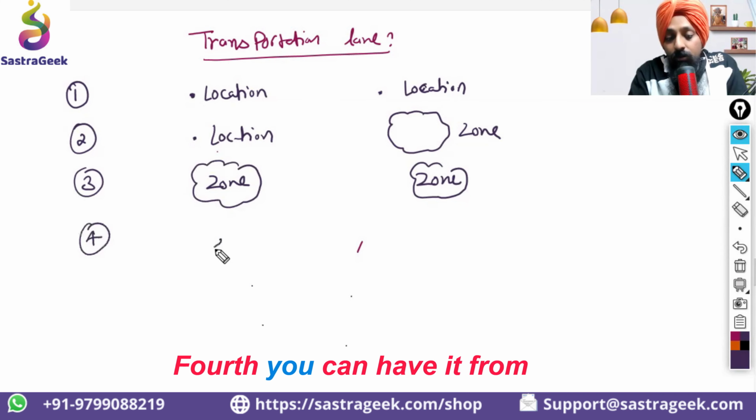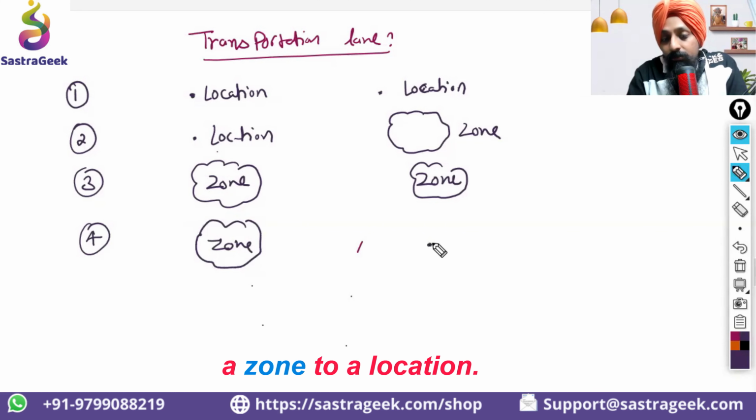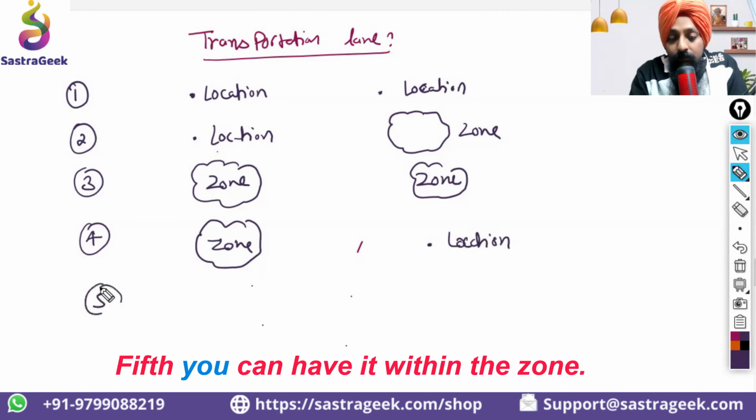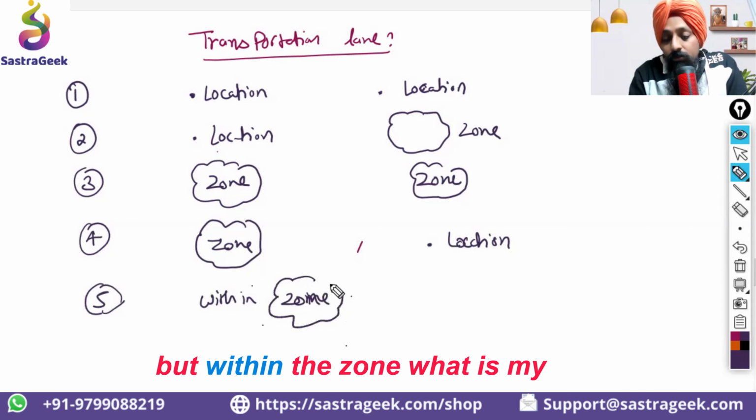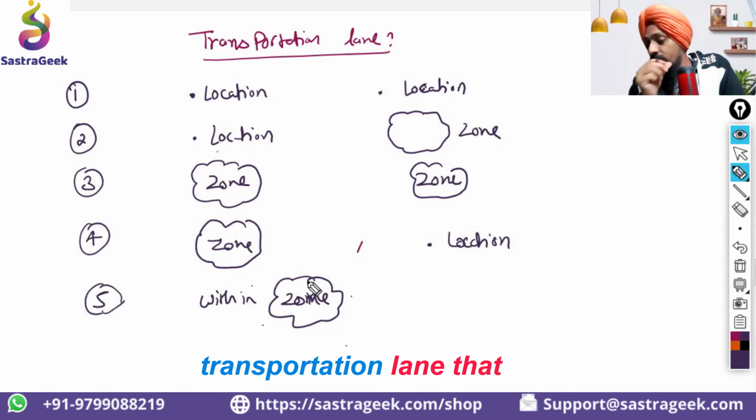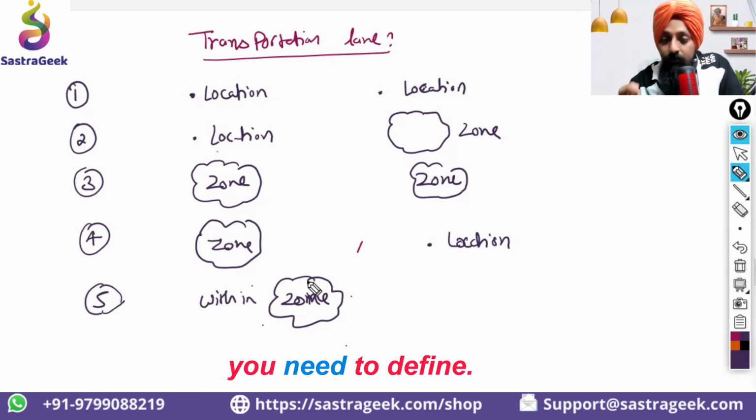Fourth, you can have it from a zone to a location. Fifth, you can have it within the zone. Now, we don't have a source and destination, but within the zone, what is my transportation lane? That you need to define.